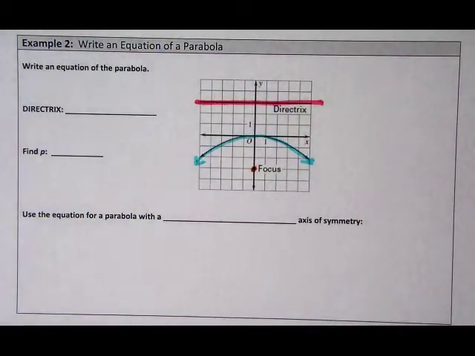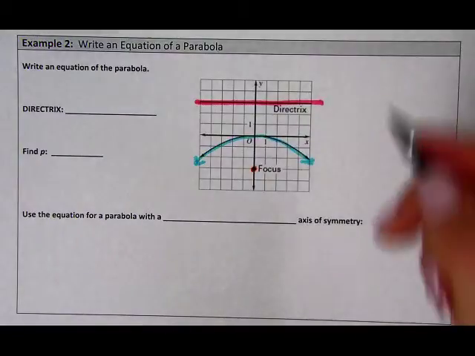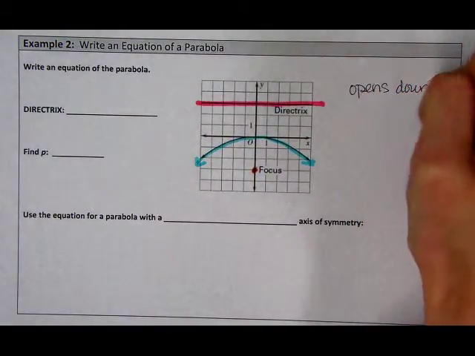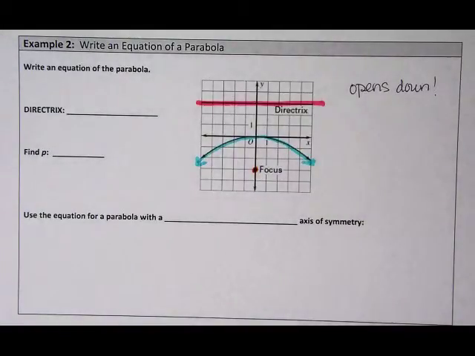So there's some key information here. The first is, we know this opens down. So right when you know that it opens down, you know that you have a parabola that is going to be opening either above or below your x-axis. If it's opening below your x-axis, you have an equation that you can pull from that.